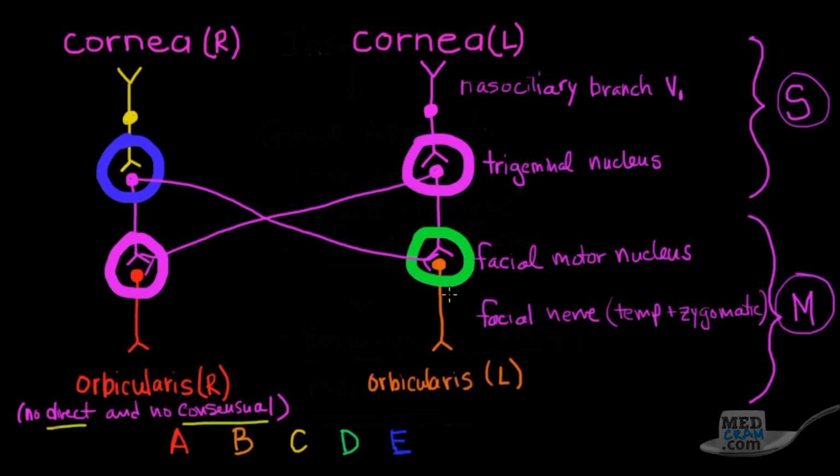So the reason why I have these different colors is because A is a problem with the temporal branch of the facial nerve. And so I have answer choice A in red.